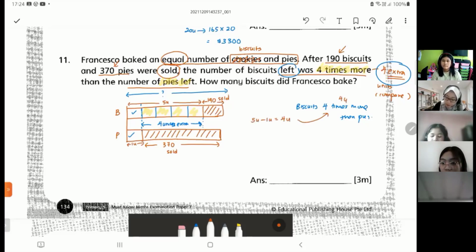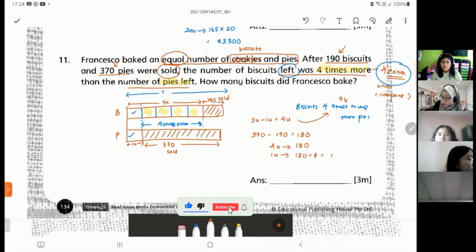So which means I'm supposed to take away what is sold. Take away, okay? So 370 minus 190 equals 180. Okay, so which means 4 units is 180. 1 unit is 180 divided by 4, I get 45. Am I happy with this? I'm not happy with that.